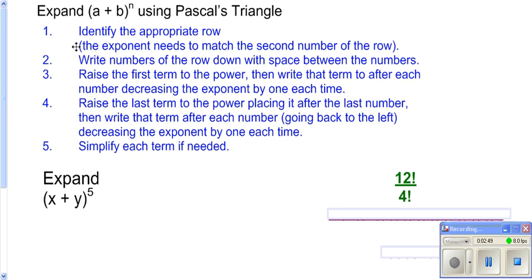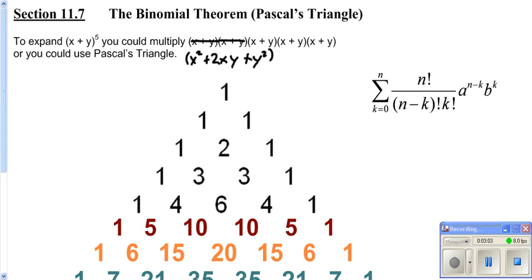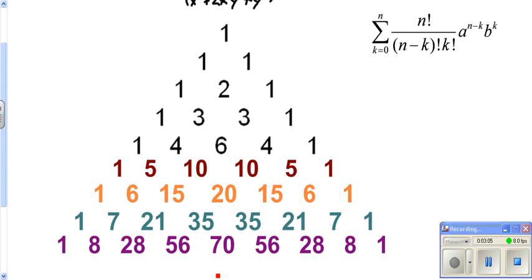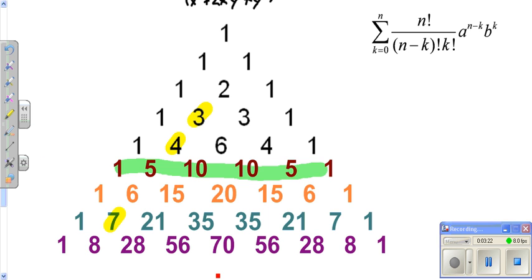Now, let's use Pascal's triangle to help us expand something like this that we started out with. You would want to go ahead and start with your fifth row. Now, your row is always given to you by the second number in. So this one here, since it has a 4 as the second number in, is your fourth row. This one here is your third row because of its second number in. This one's your seventh row. It's the second number in. So we need to have this row right here because the second number in is 5.